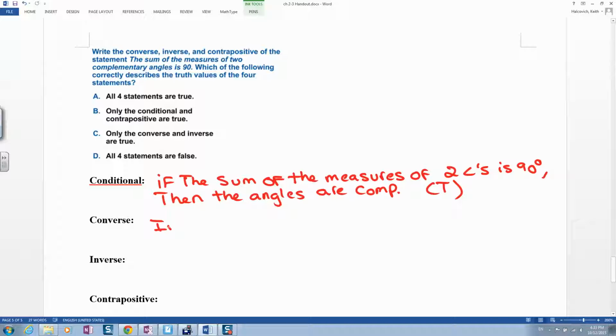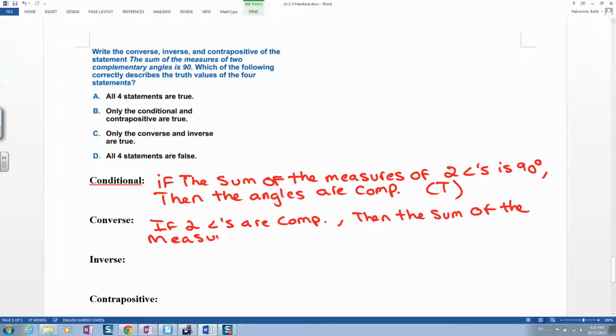Converse: if two angles are complementary, then the sum of the measures of the two angles is 90. That is true. If two angles are complementary, their sum is 90.